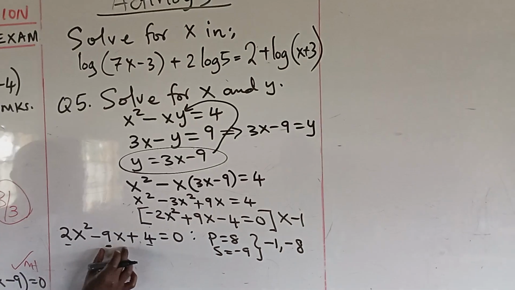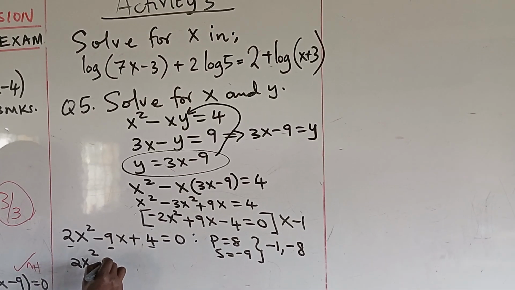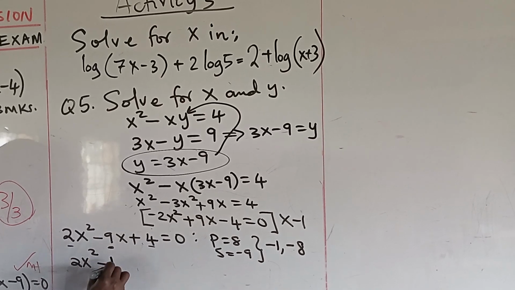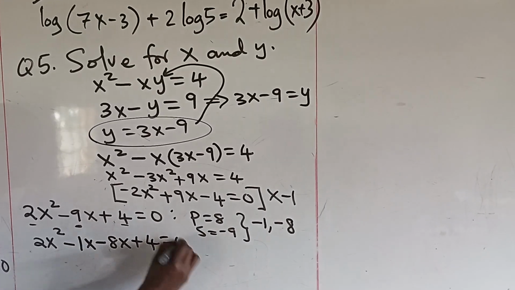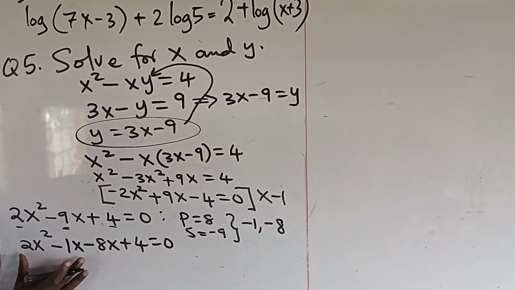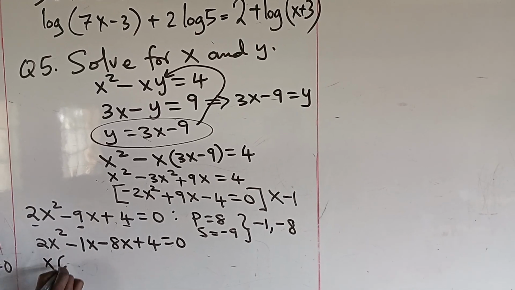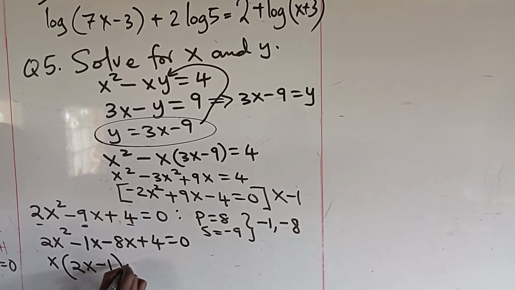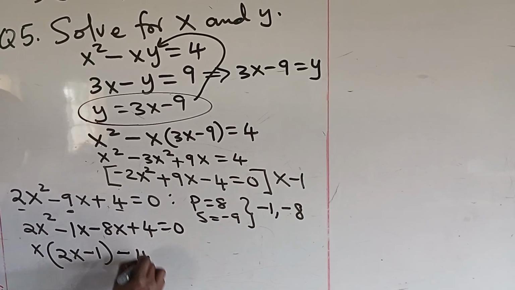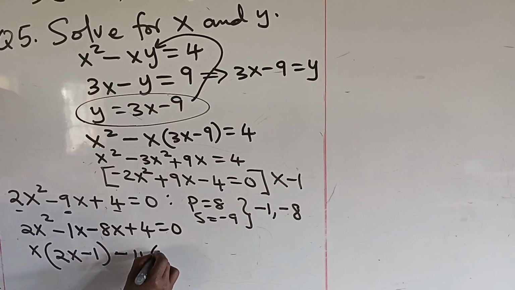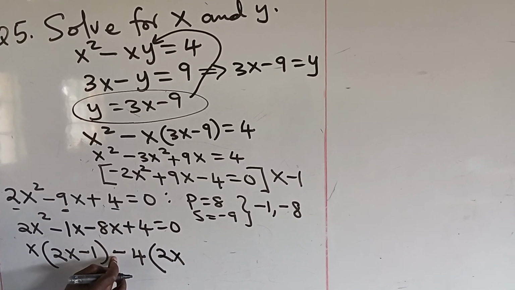So bring them in the middle term. And what do we get? 2x squared minus, we can start with negative 1x. Then we go to negative 8x. Add 4, equal to 0. So factor out what is common in 2x squared and 1x, we get an x. And you're left with the 2x minus 1. What is common in negative 8x and in 4? We factor out a negative 4, so that we are left with the 2x. We are able to match 2x and this 2x by having the negative 4 out.